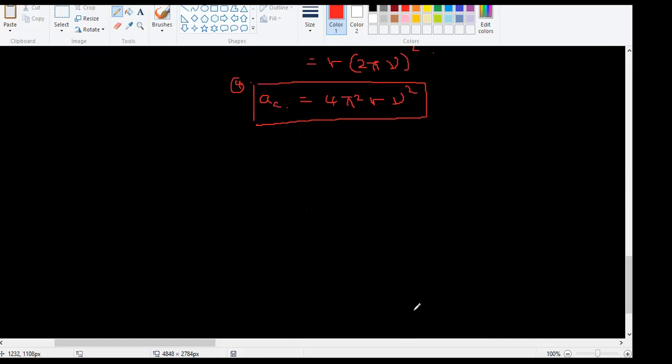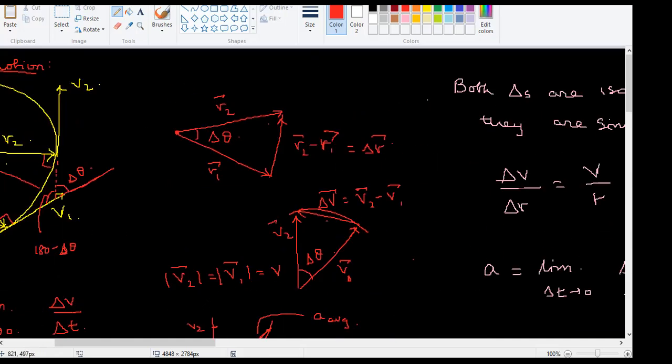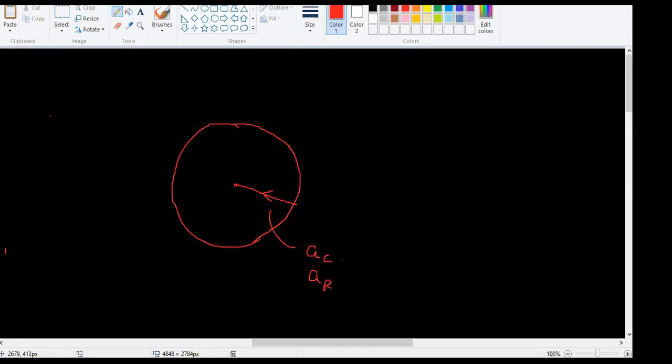One more small detail here: in your board exam questions, I don't think they ask you much of this, but you should understand that there are two types of accelerations in circular motion. The acceleration which is acting towards the center is what we call AC or AR. Either you can call it centripetal, which means towards the center, so centripetal acceleration, or you can call it radial acceleration.